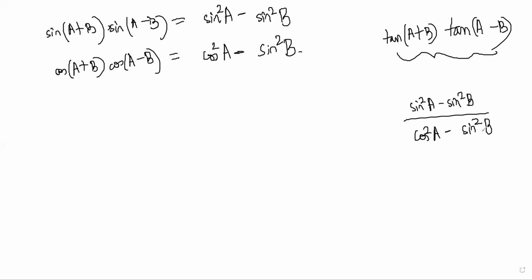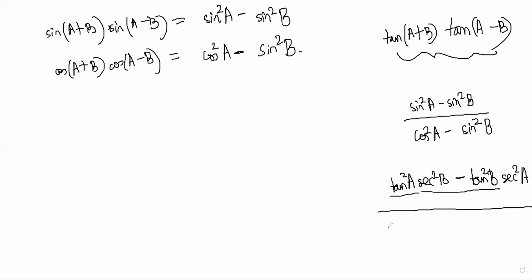Yes, sir. So let's divide by cos square A cos square B, right? Up and down I am dividing by cos square A cos square B, correct? Yes, sir. So what I'm getting on top is tan square A by cos square B, right? So tan square A sec square B, right? Yes, sir. Minus tan square B sec square A, right?